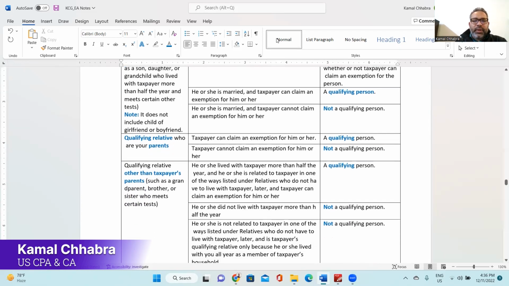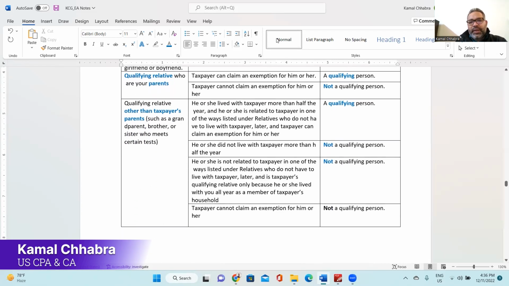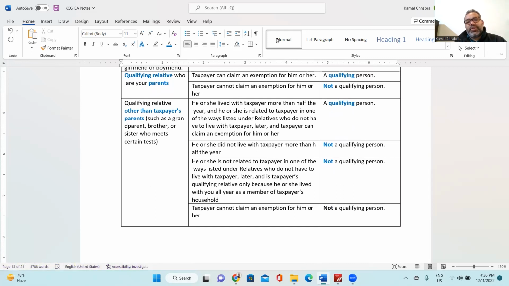Second thing is the qualifying relative, who are your parents. The taxpayer can claim an exemption for him or her if they are dependent on you, right? The taxpayer cannot claim an exemption for him or her if they are not dependent on you. If your parents are already earning well and they are not dependent on you, they are not taking money from you, then you should not consider them dependent on you just for taking the benefit of head of the household.